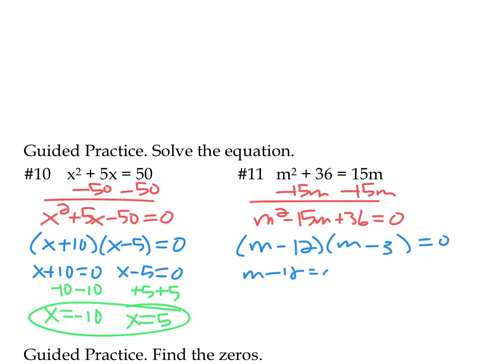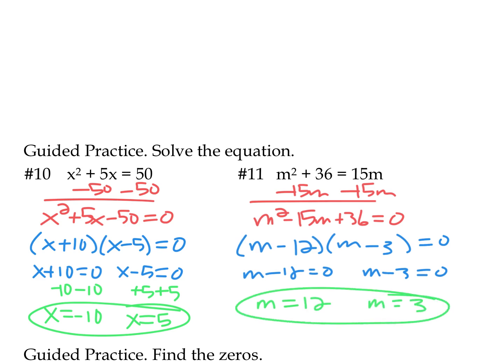M minus 12 equals 0. M minus 3 equals 0. And I can solve those by adding 12 to both sides, giving me m equals 12. Add 3 to both sides, m equals 3. And I got my two solutions. M equals 12 and m equals 3.